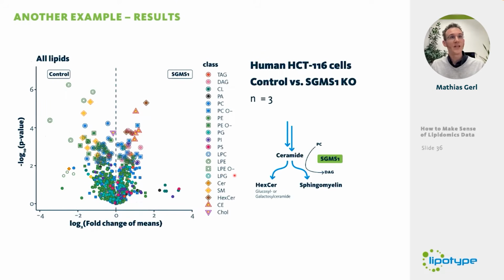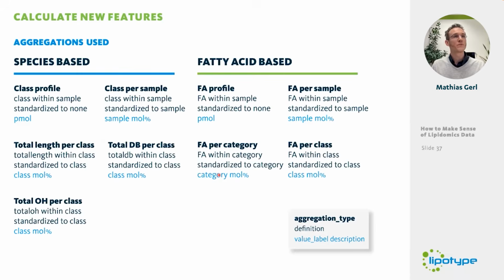So what can you do here? Here we would suggest that you do what you call aggregations or summings. So you simply sum up some lipid species to meaningful chunks. So you could do a class profile. You can do a class profile and standardize to sample. You could look at the total carbon atom profile or the total double bond profile and so on. Or you could even look at the fatty acids and say, what is the fatty acid profile here, and only in the class or in the lipid category and so on.